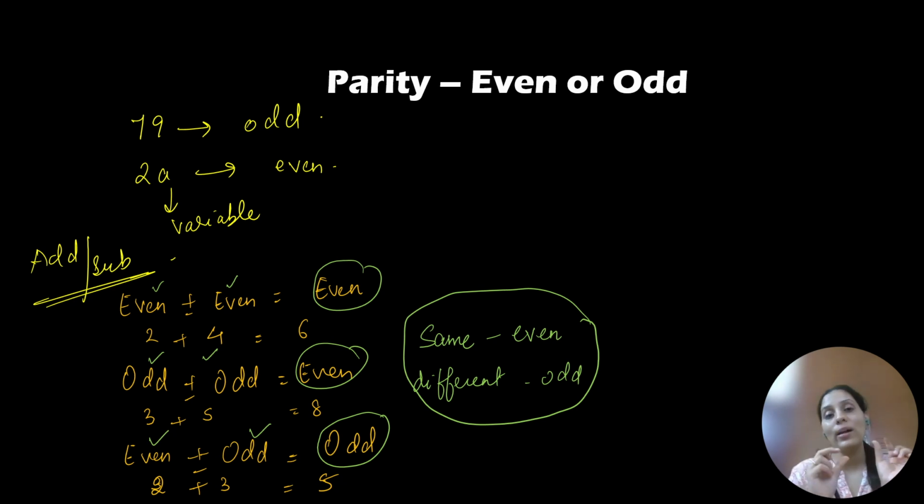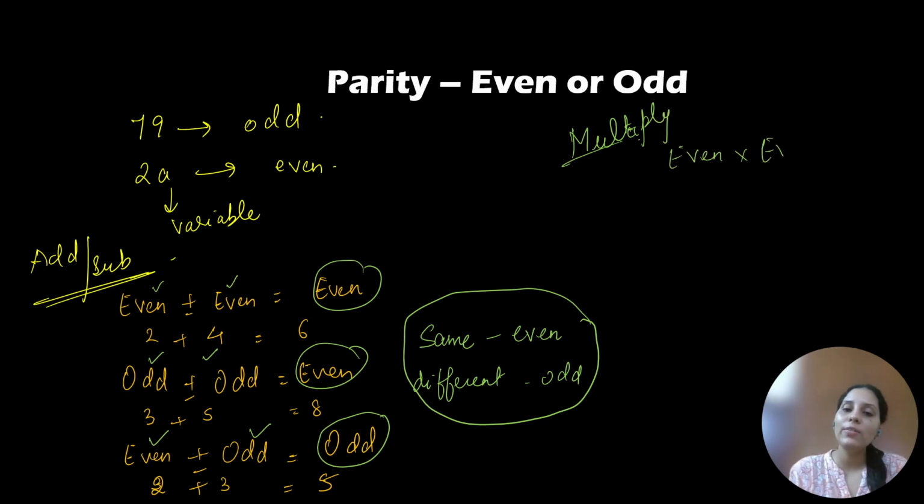Different parity, that means one number even, one number odd, the result of addition is always odd. Now, what about when we multiply? Let us see. If I multiply an even number into an even number, I end up having an even number. See, 2 into 4, 8.